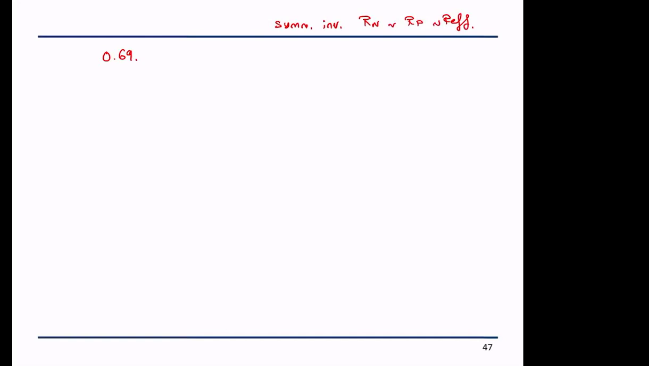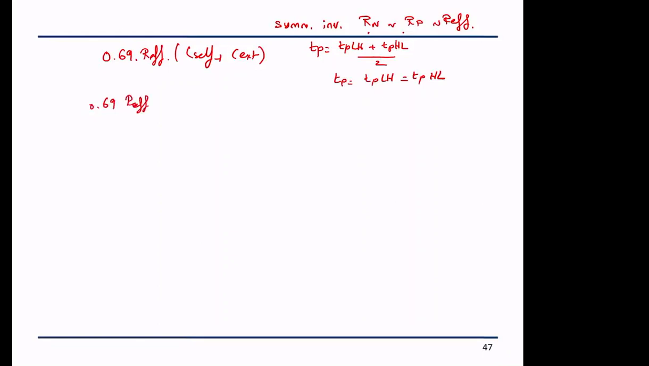And we said that since Tp is Tp low to high plus Tp high to low over 2, if this inverter is symmetric, we will have Tp equal Tp low to high equal Tp high to low. And we said that the delay will be equal to 0.69 times R effective times C self plus C external. And then we said, well, we're gonna take C self outside, so this will be 0.69 R effective times C self into 1 plus C external over C self.